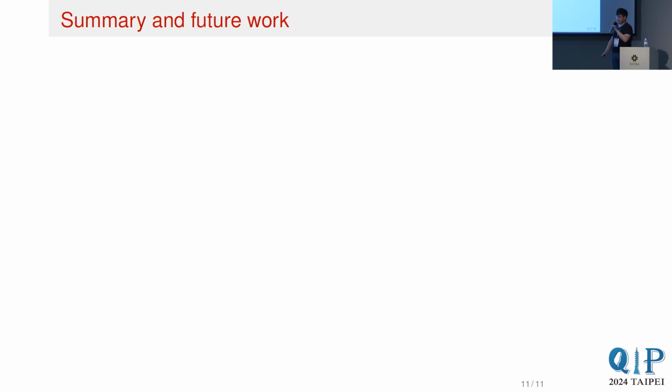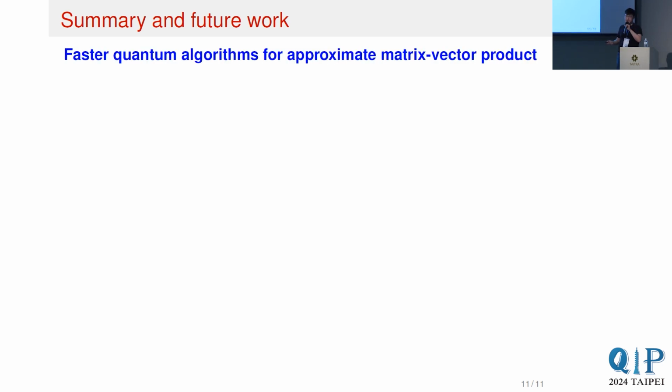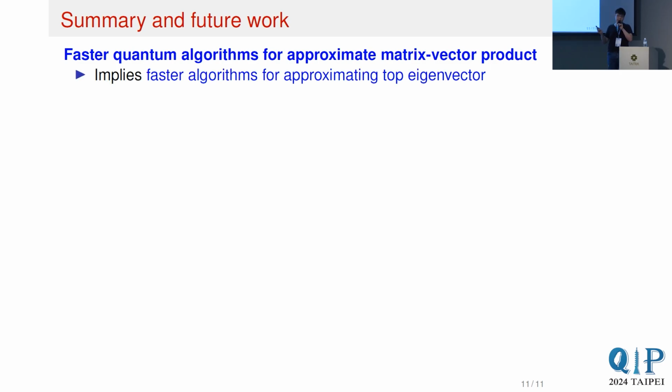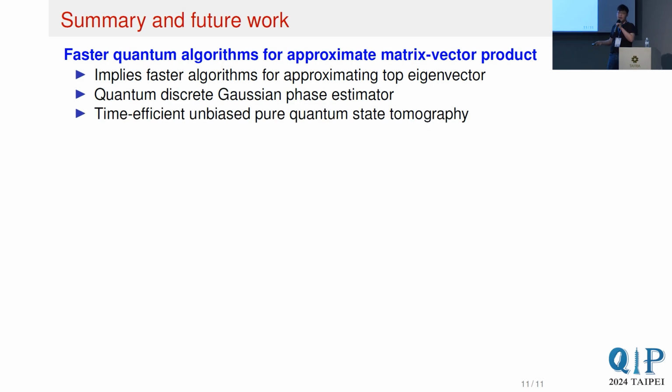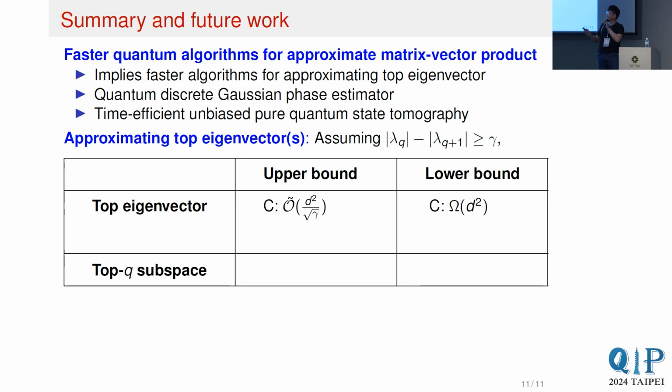Okay, so here is the summary and some future work. Like I said, in our paper, we provide two faster quantum algorithms for doing approximate matrix vector product. Both of them imply a faster quantum algorithm for approximating the top eigenvector. The first method is a quantum discrete Gaussian phase estimator, and the second method is a time-efficient unbiased quantum state tomography. And here is the table for our result.